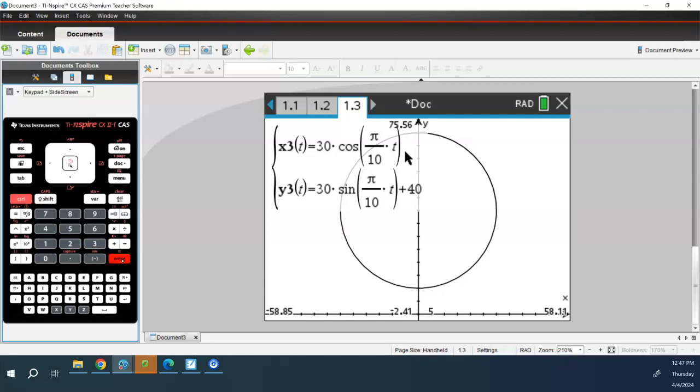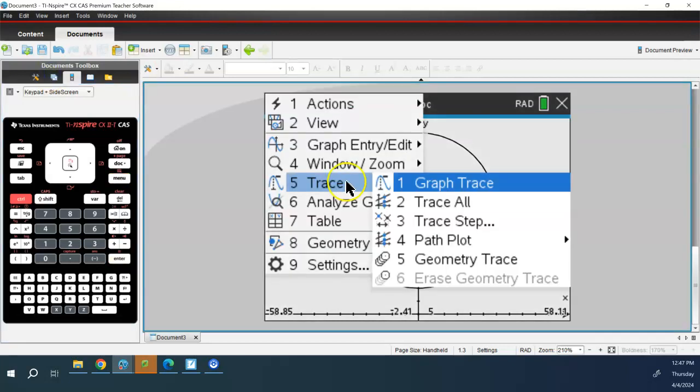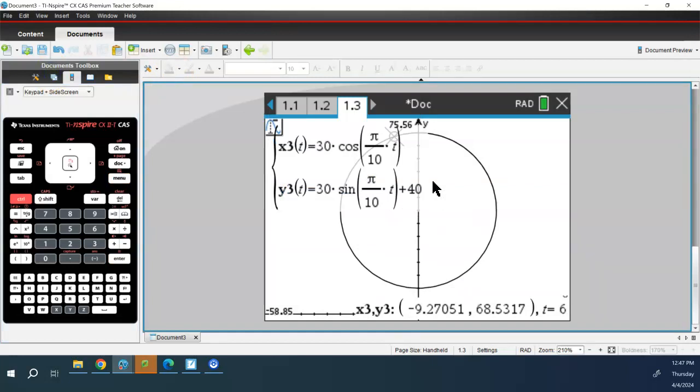Okay? So if we trace this thing, let's go back, let's restart. So there we are at 0. We're tracing. We're starting out, and that's where it said we're going to start. How long should it take us to get to the top? If it's 20 seconds all the way around, how long do you get to the top? 5 seconds? There we are at the top.